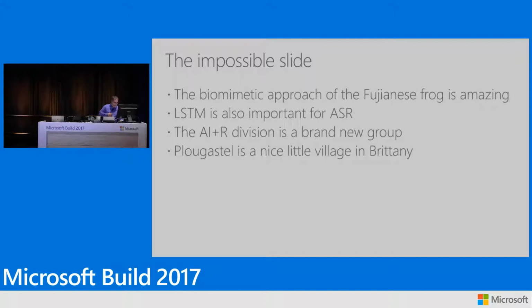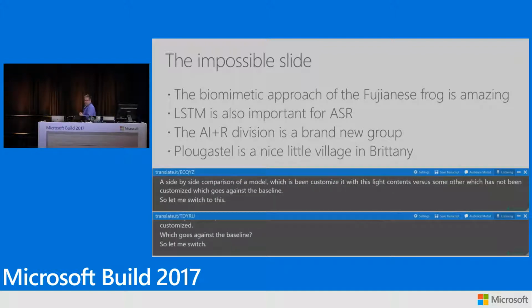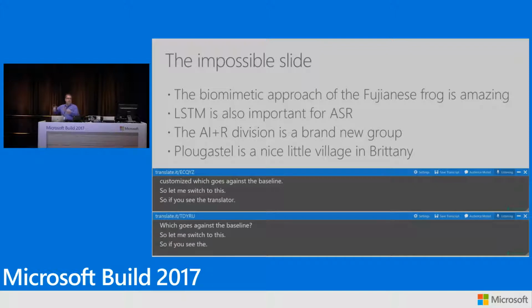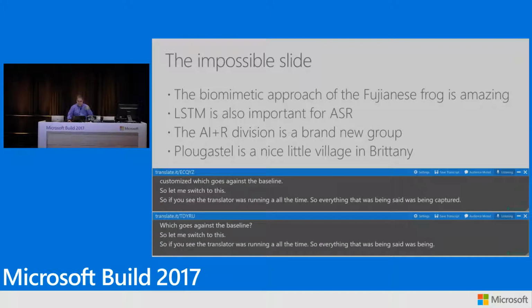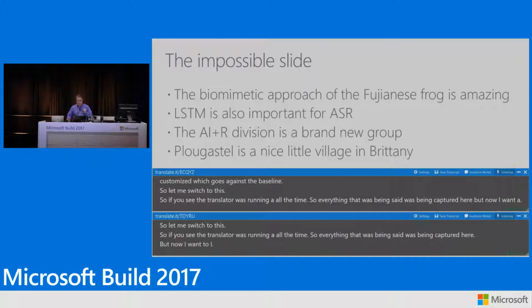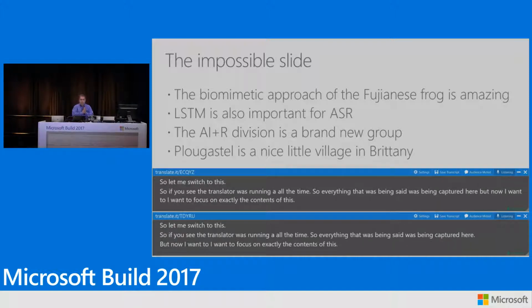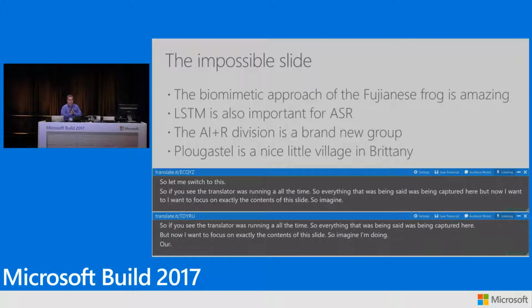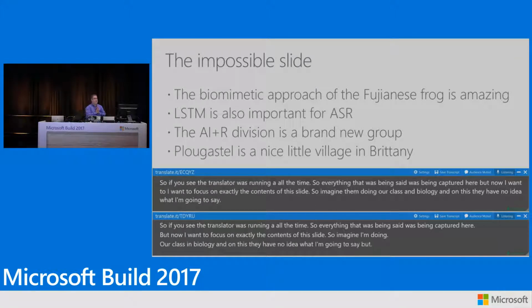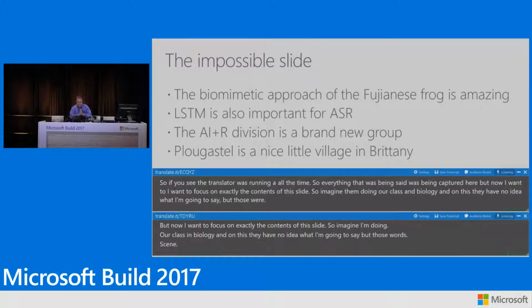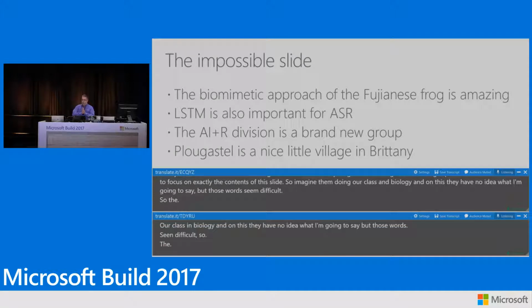So let me switch this. So as you see, the translator was running all the time, so everything that was being said was being captured here. But now I want to focus on exactly the contents of this slide. So imagine I'm doing now a class on biology, and honestly I have no idea what I'm going to say, but those words seem difficult. So the biomimetic approach of the Fujianese frog is amazing.